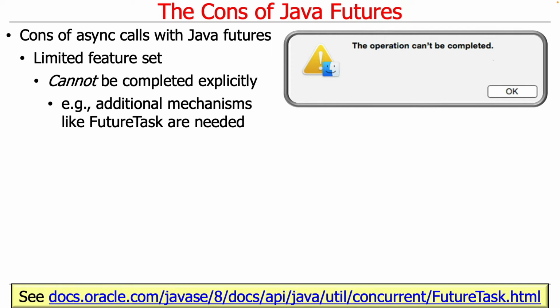One problem is that futures cannot be completed explicitly. You have to use some other mechanism, such as the Java future task, in order to complete them. And so that makes them more complicated, and the average retail user may or may not know how to use future task as readily as you might want, and so it just makes things complicated.